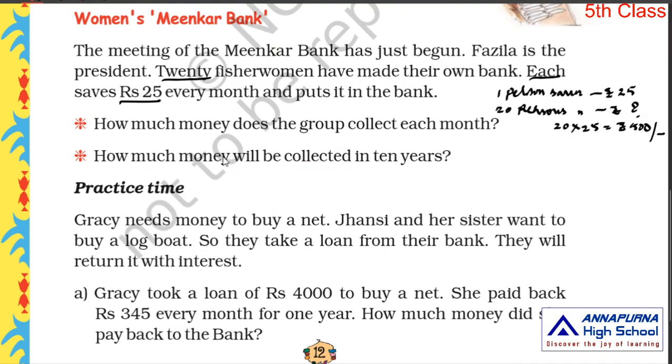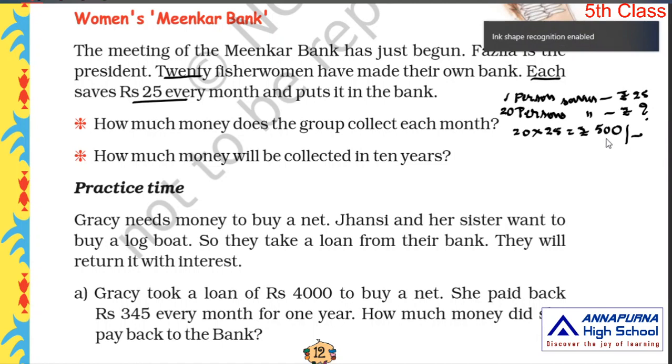Now, how much money does the group collect in each month? 500 rupees. What is this 500? This is the savings of 1 month. Each month, the group saves 500 rupees.